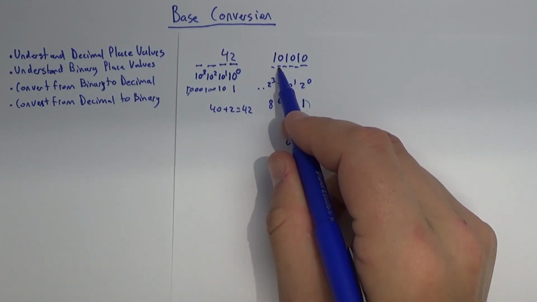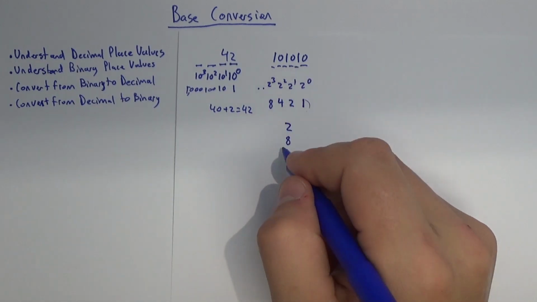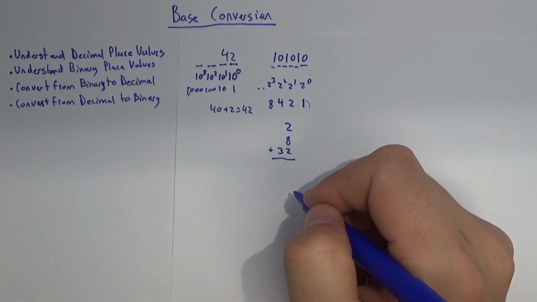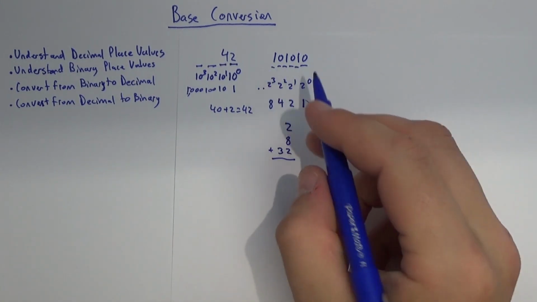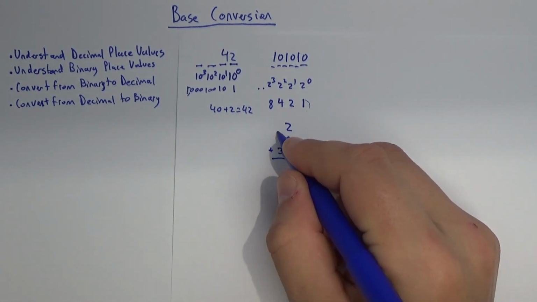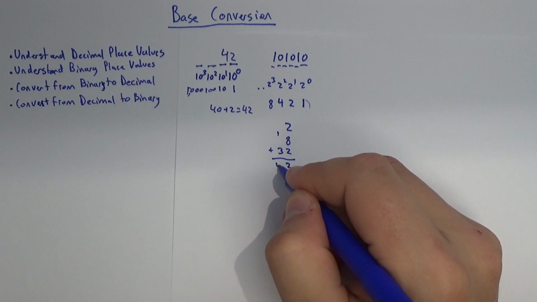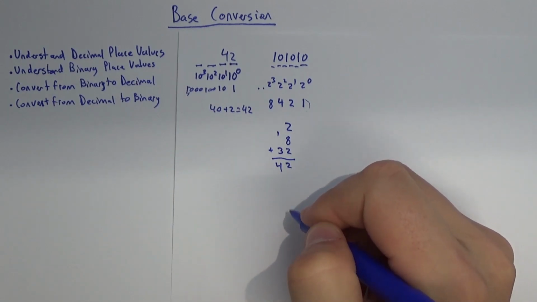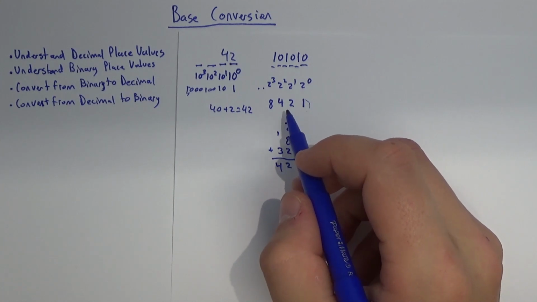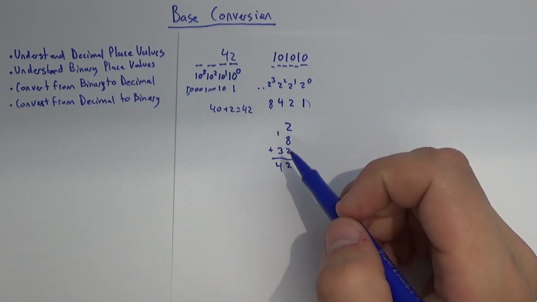This place is my 16s, and this is my 32s. So I have no 16s, I have one 32, so I can go ahead and write down a 32. Now if I add all of these up, a 2, an 8, and a 32, you'll notice 2 and 8 is 10, 10 and 32 is 42. Okay? So this is in fact the binary representation of the number 42.